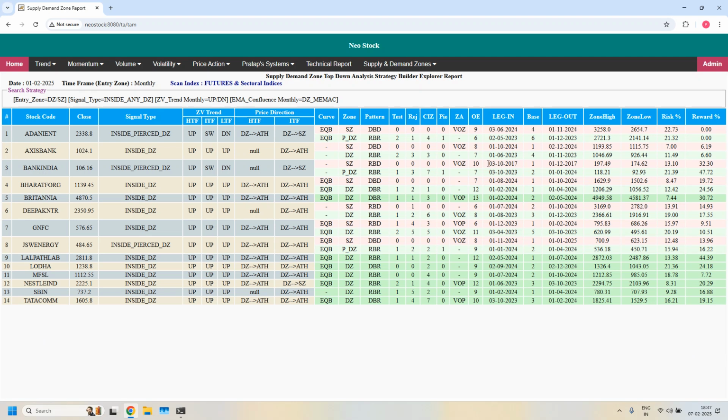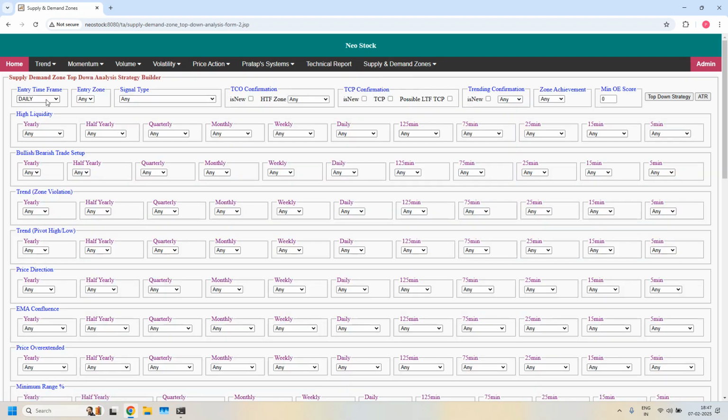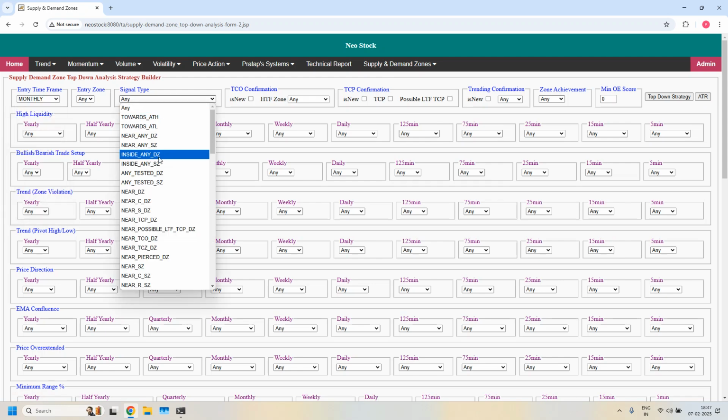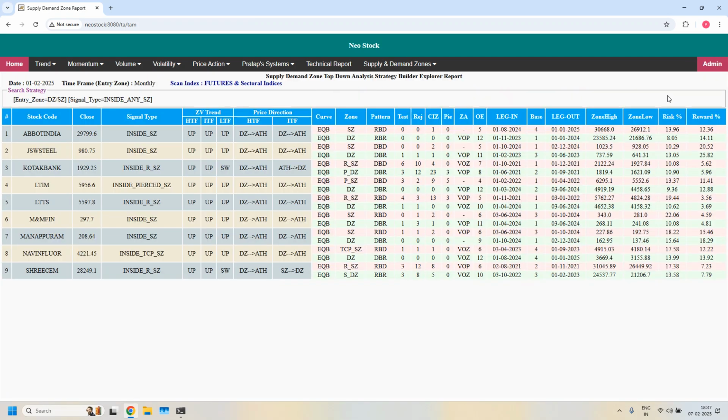Okay, next, price closed inside the monthly supply zone, entry time frame monthly. Price closed inside monthly supply zone. We got 9 stocks.